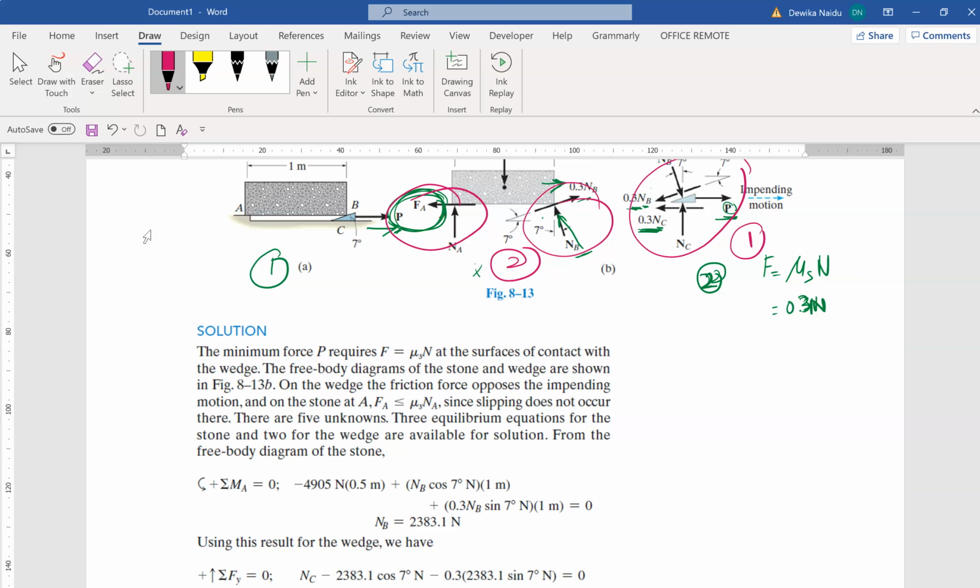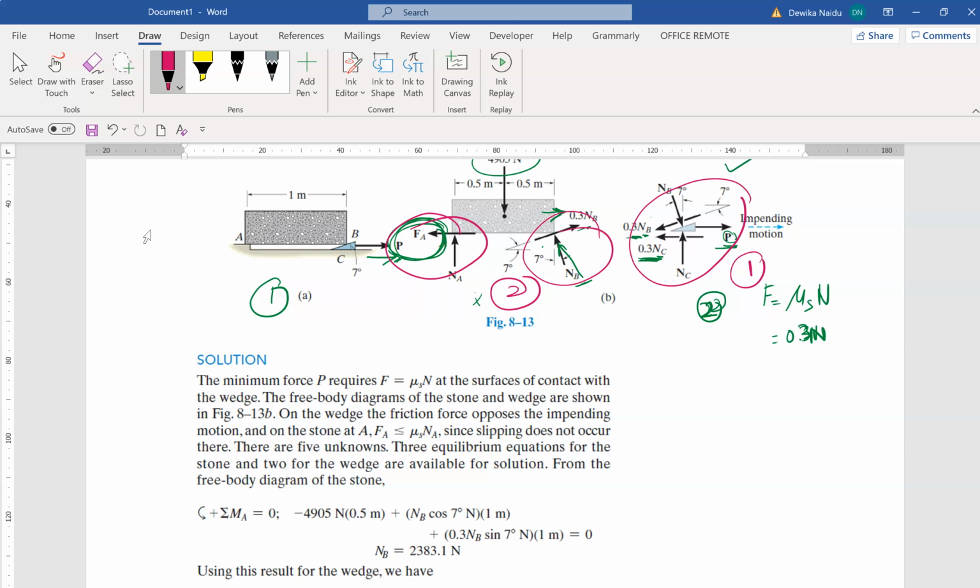So once you've drawn the free body diagram, next is to solve for the unknowns. Solving the unknowns can come from any side. You can solve from this side or this side. You just look at which is least complicated. Sometimes the wedge can be very complicated because there are so many unknowns.